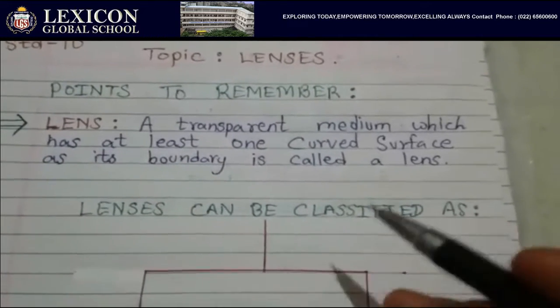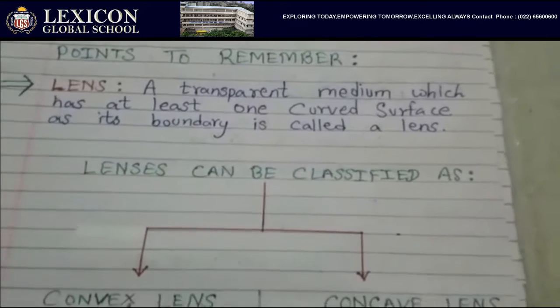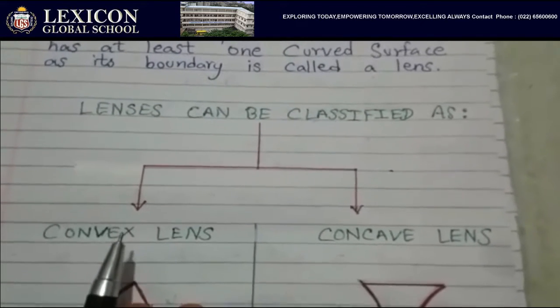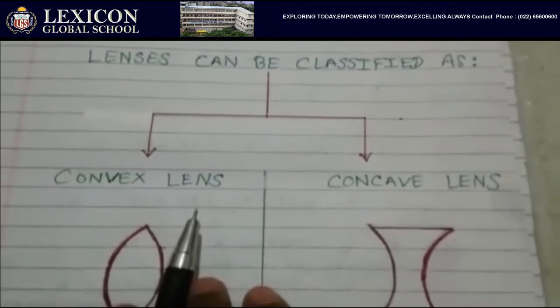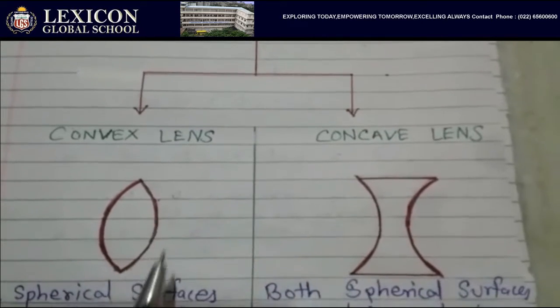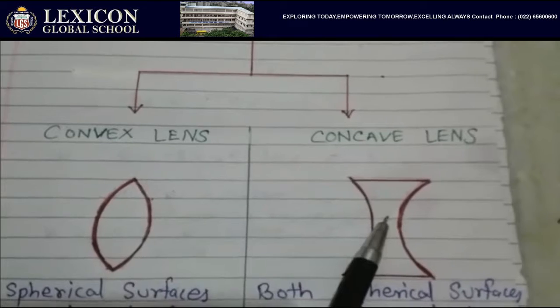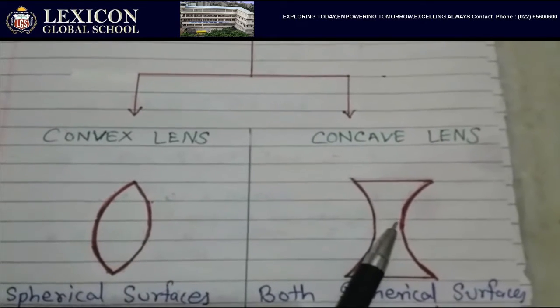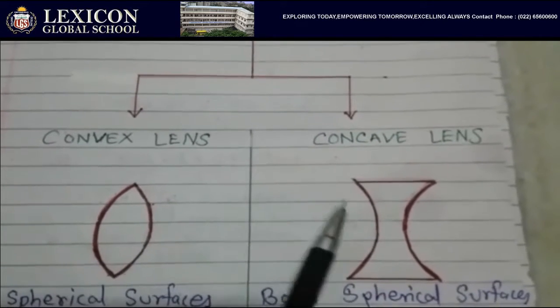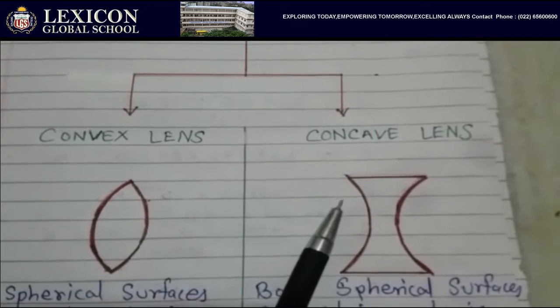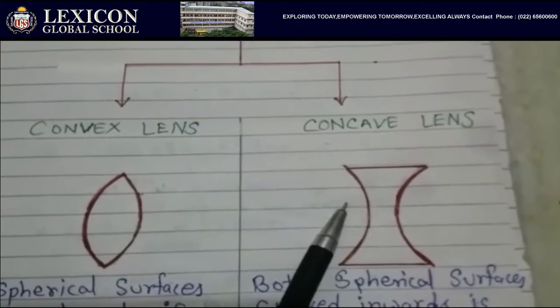Two lenses are there, convex lens and concave lens. In the same way, lenses can be classified as convex lens and concave lens. Now, convex lens you all know and concave lens you all know. What is the difference between convex lens and concave lens? We have already studied this in the previous standard, 9th.